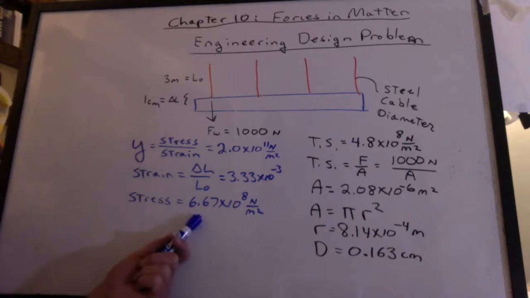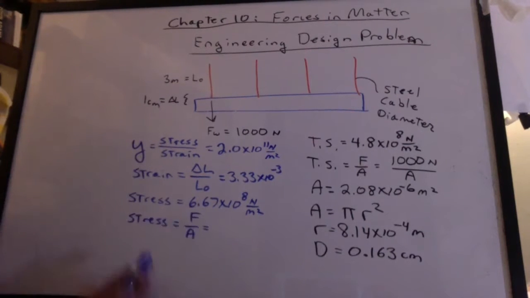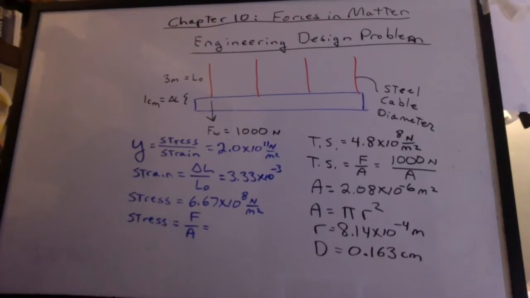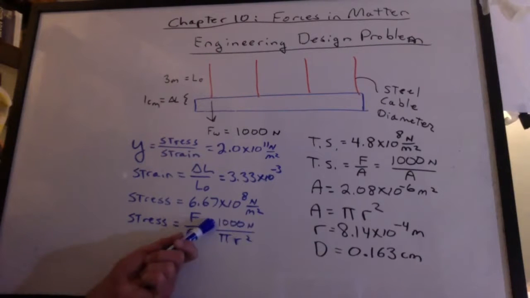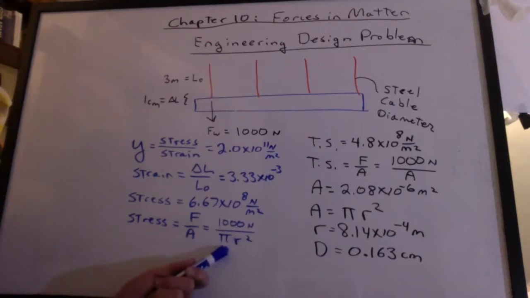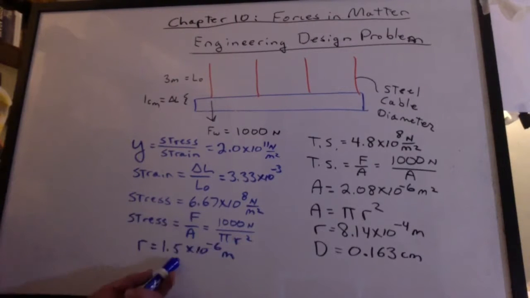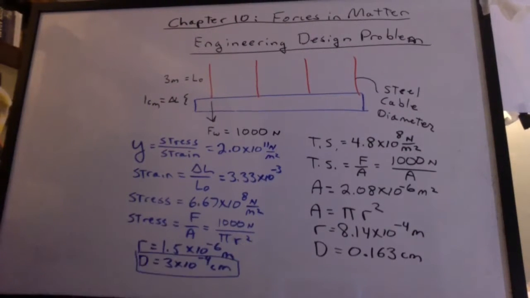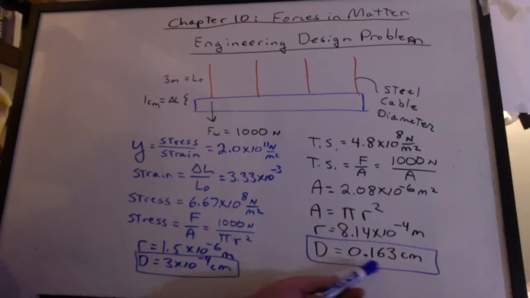So how do I calculate the diameter? We know stress is force per area. We know we have to hold 1,000 newtons. That's the area. And we have the stress. Well, here we have the radius. Multiplying by 2 and converting to centimeters, we have a very small number. 3 times 10 to the minus 4th centimeters versus 0.163 centimeters.